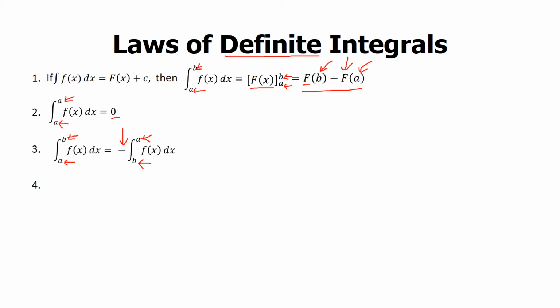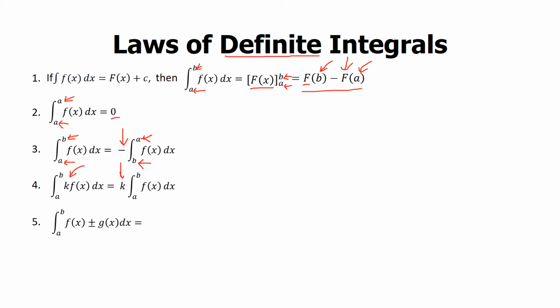Next, law number 4, integration of a to b k f(x) dx. So if there is a constant k multiplied with the function, what will it be? I guess you should be able to know the answer, as it is very similar to indefinite integrals, which is we can take the k out of the integration. So it's k times integration of a to b f(x) dx.